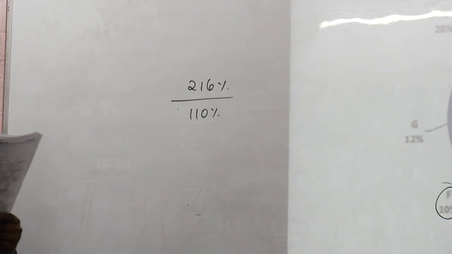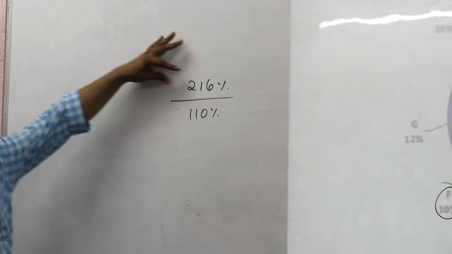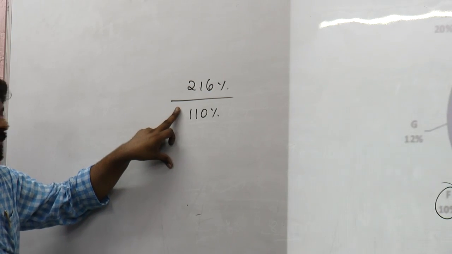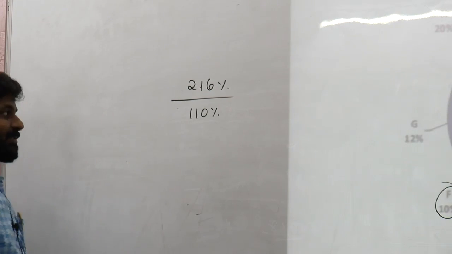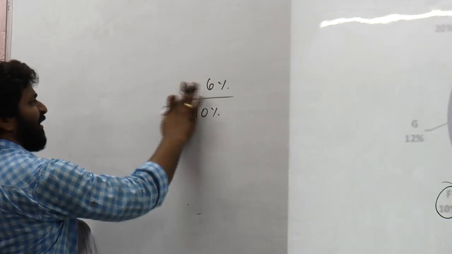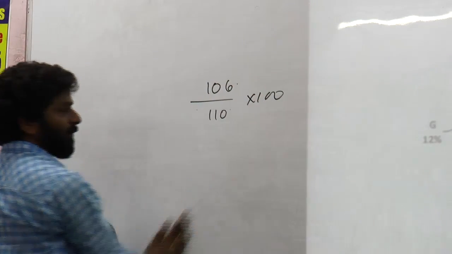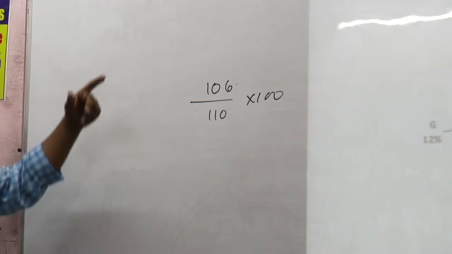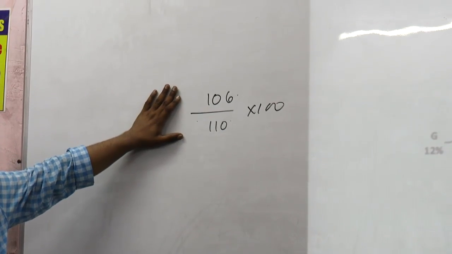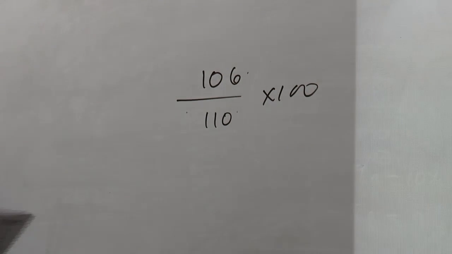Now your question is about how much percent more. 216 is how much more than 110? 106. Percentage, right? So into 100. Numerator is just below denominator. So answer is less than 100% but very close to 100%. How many options are there?